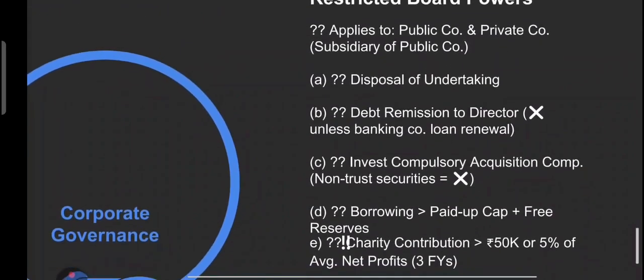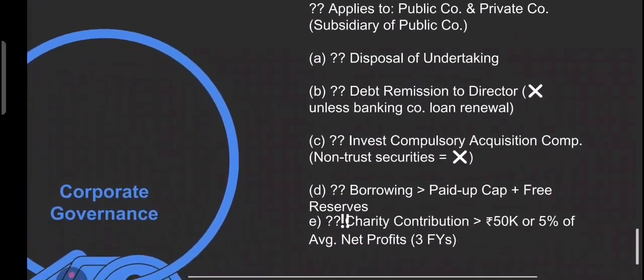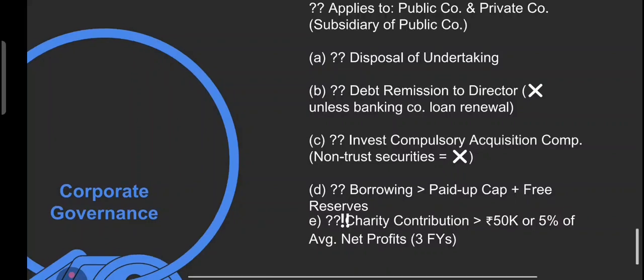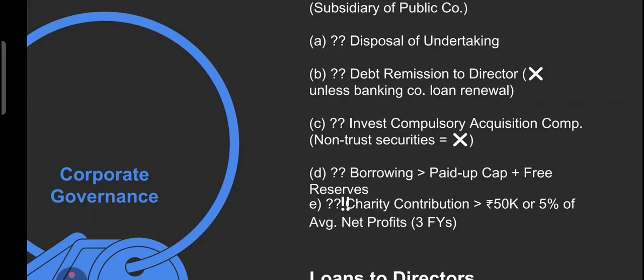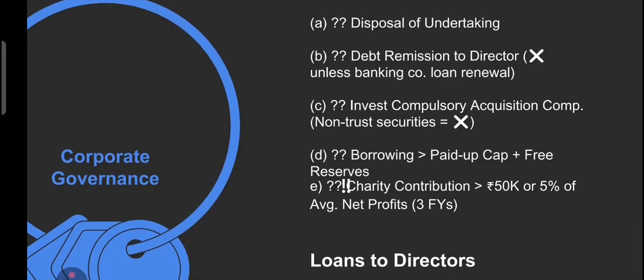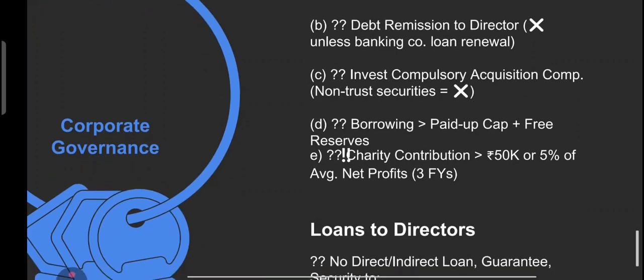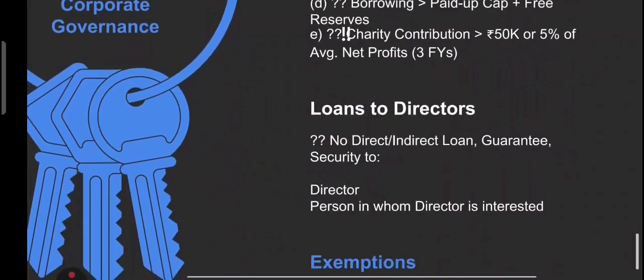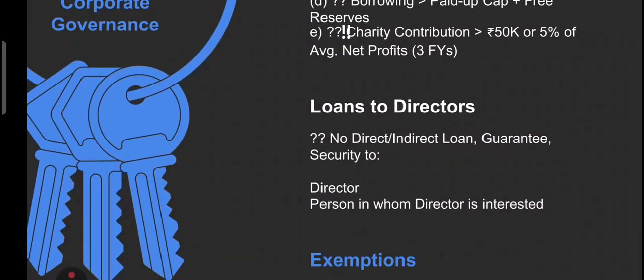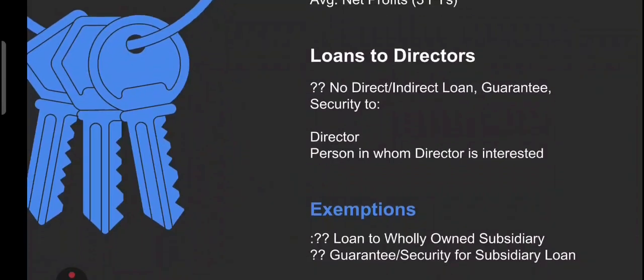So these are restrictions. What I told you, first of all, disposal of undertaking. They can't sell major assets without approval. Debt remission to the director. Giving debt forgiveness to the director is not allowed. Then borrowing money or raising capital. There are limits to how much the company can borrow and raise. Compulsory acquisition. Board cannot acquire non-trust security without strict approval. And they cannot give charity more than 50 lakh or 5% of the average net profit for the last 3 years. What about loan to the director?